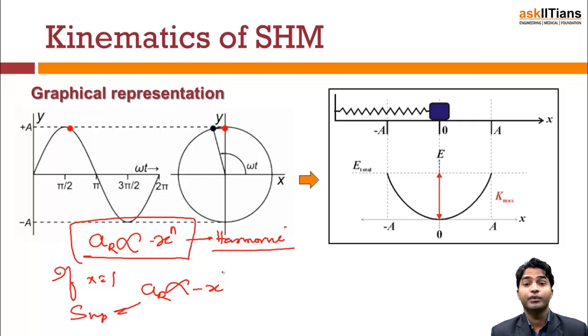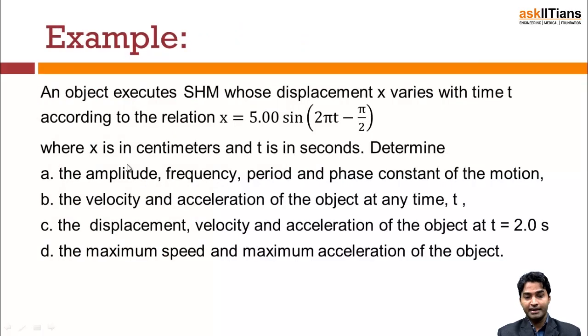If n is equal to 2, we can say it is double harmonic. If n is equal to 3, we can say triharmonic, meaning it changes phase 3 times in one complete revolution. So these are the cases under the kinematics of SHM. We would like to switch to an example.